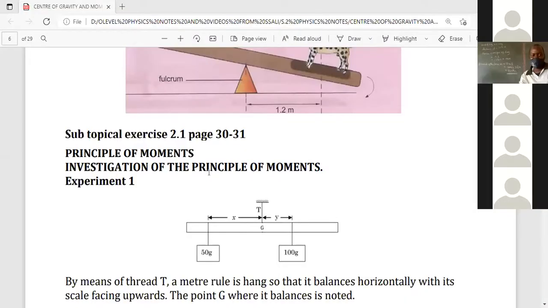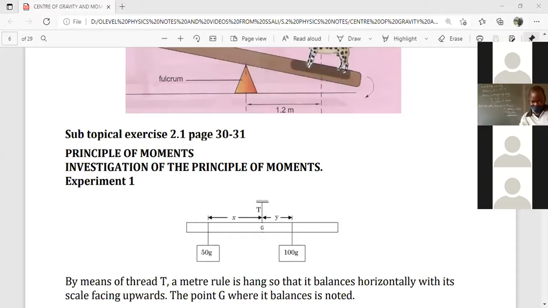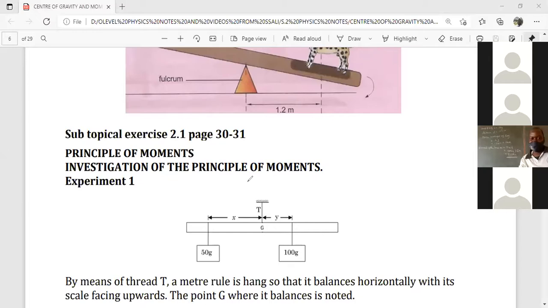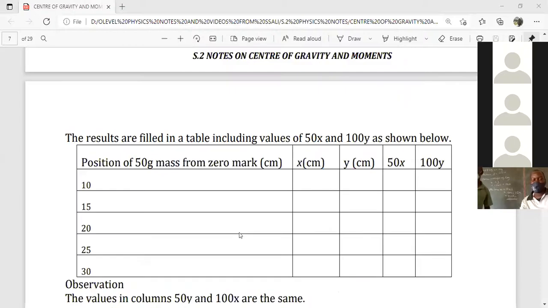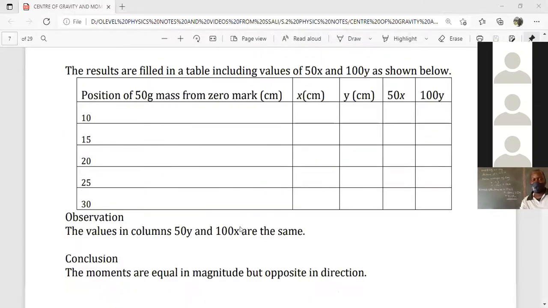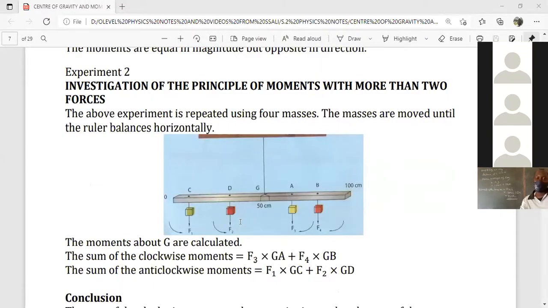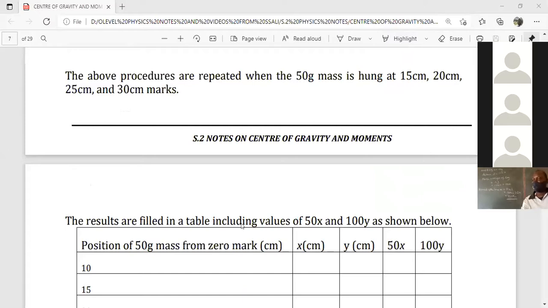Okay, there's an exercise in Longhorn Book 2. You can see it there. So you'll go and try out that exercise. So this brings us to the investigation of the principle of moments. We want to investigate the principle of moments using two masses, and Mr. Sanjay is going to take us through.